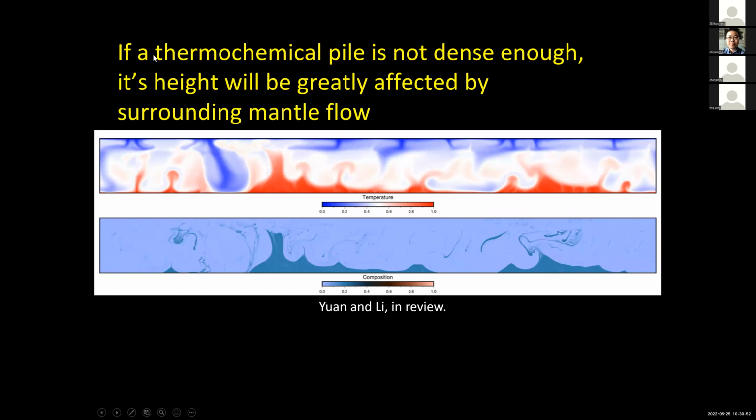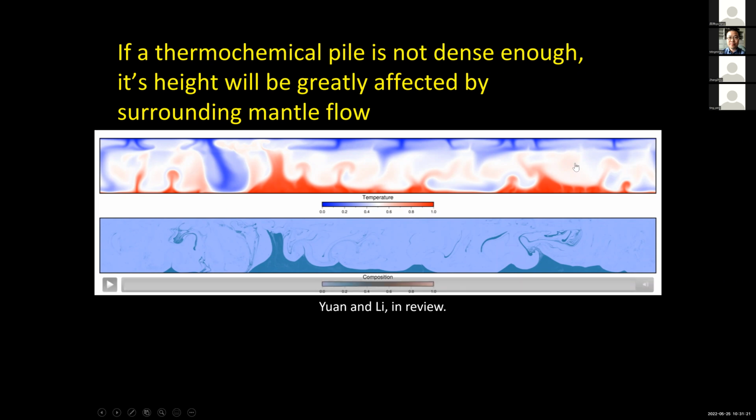So we found that if a thermochemical pile is not dense enough, its height will be greatly affected by the surrounding mantle flow as well. And this is another calculation that we performed, which is not included. It's a follow-up study from our recently published paper in Nature Geoscience.